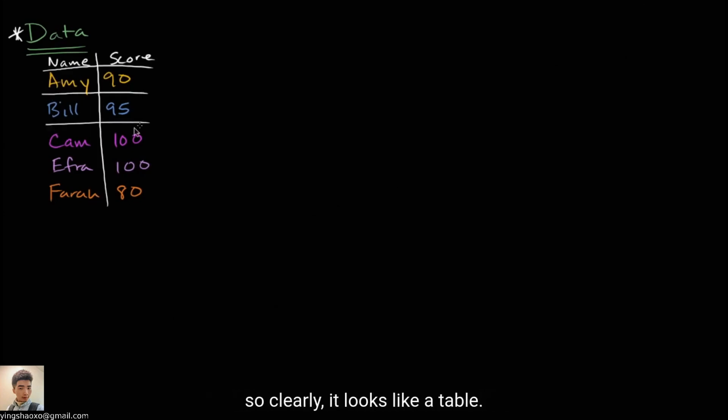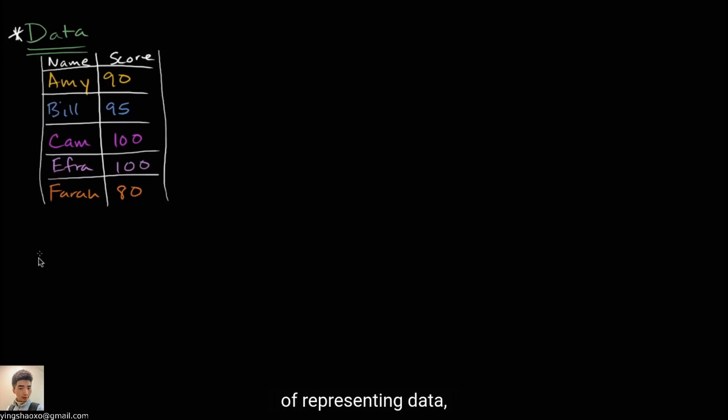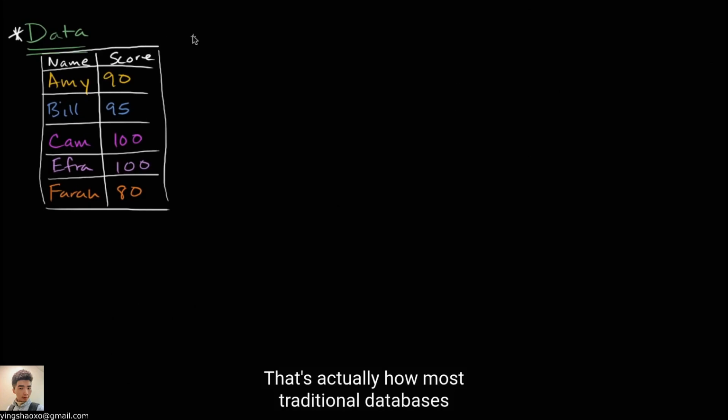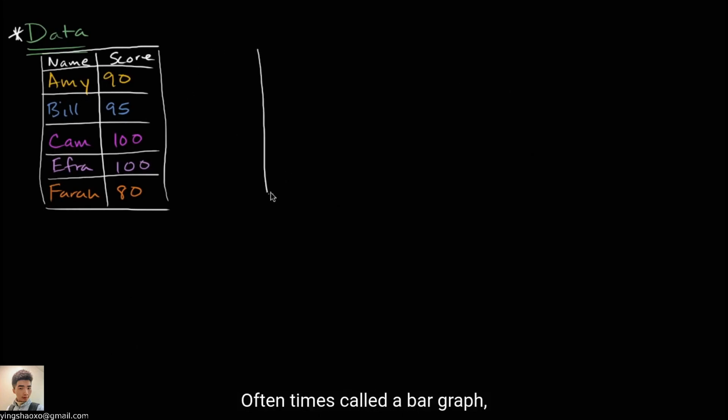So this is one way. You could view this as a table where you have the name column and then the score column. That's one very common way of representing data like that. Most traditional databases hold data in tables like this, but you could also do it in other ways. You could record it as what is oftentimes called a bar graph or a histogram.